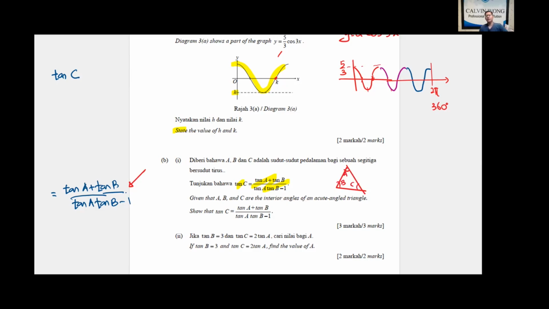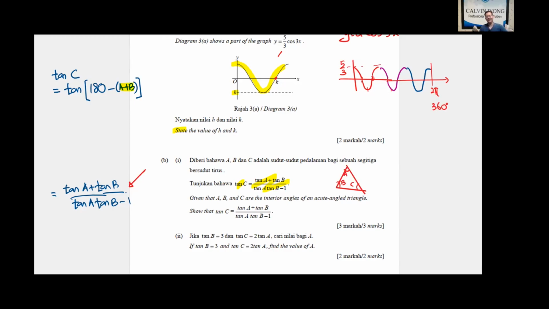I know tangent C equals tangent of 180 minus the other 2 angles, like this. I shouldn't put 3 angles, that's why I combine them into one group. For the tangent formula, we have only 2 angles inside. So over here we need to know tangent 180 is 0.